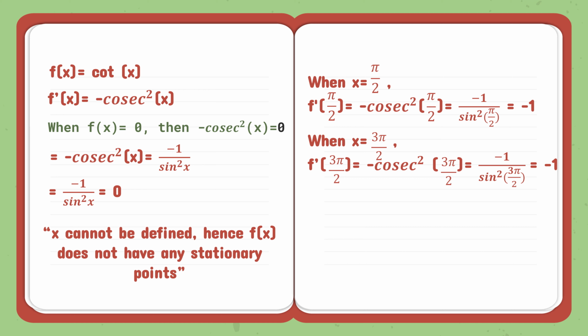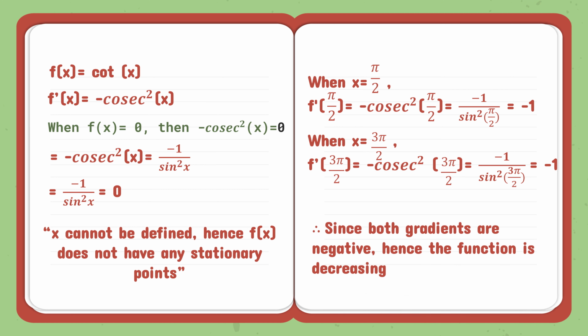Next, we're going to substitute our x values, which are π/2 and 3π/2, into the derived function, and both answers are the same, which are negative 1. Since both gradients are negative, hence the function is decreasing.